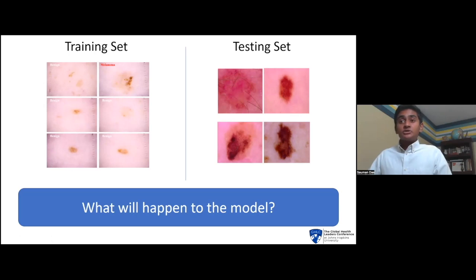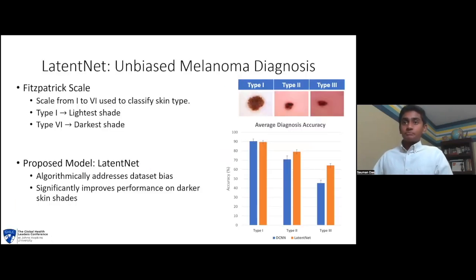Proving that this was indeed true, along with solving this bias problem, was the focus of one of my recent research papers. So in this paper, I developed an algorithm and a new model called the LatentNet, with the goal of reducing bias in melanoma diagnosis. I tested a baseline model that's represented by the blue bars against my proposed LatentNet model represented by the orange bars that you can see in the graph.